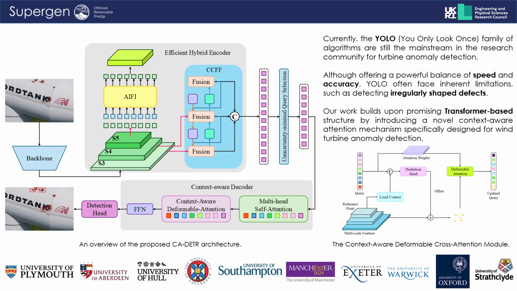To address this limitation, we built a transformer-based detection framework and introduced a novel context-aware attention mechanism specifically designed for this task. The key idea is that instead of relying only on local appearance, the model can better use surrounding contextual information when identifying defects. This helps the detector focus more effectively on challenging anomalies that may be missed by conventional approaches.